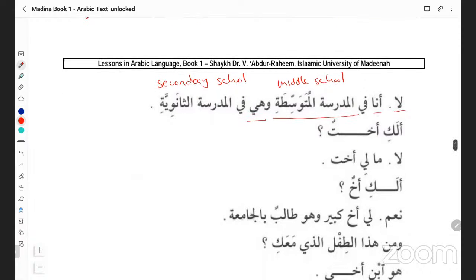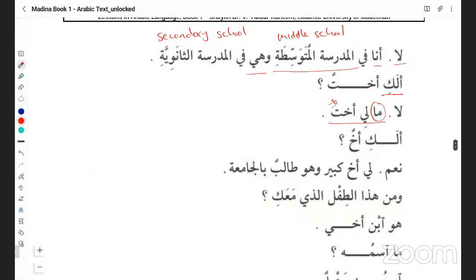ألك أخت, again, like we have done before and mentioned before, when we are speaking about "do you have" and things are inseparable, like relationships, like ukht, sister, then we use laki. Alaki ukhtun? Do you have a sister? La mali. To negate that, we use ma, ma al-nafiya, that will negate whatever is mentioned in the sentence. So li ukhtun, I have a sister. So مالي أخت, I do not have a sister. لا مالي أخت, I do not have a sister.